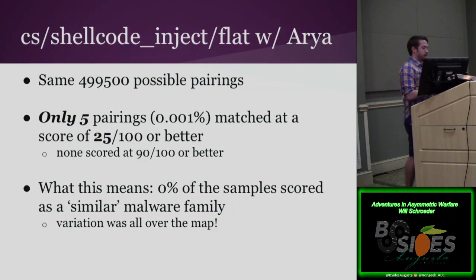This is my favorite. So C#, using a shellcode inject module. It's using flat injection, using that little .NET crypter. Out of all those pairings, only 5 pairings of the 499,500 samples, 0.001%, match at a score of 25 or better. So these are almost completely different every single time, because that stuff is randomized, generated, there's a substitution cipher. This means that none of the samples scored as a similar malware family. The variation was all over the map. This stuff is really different every time.